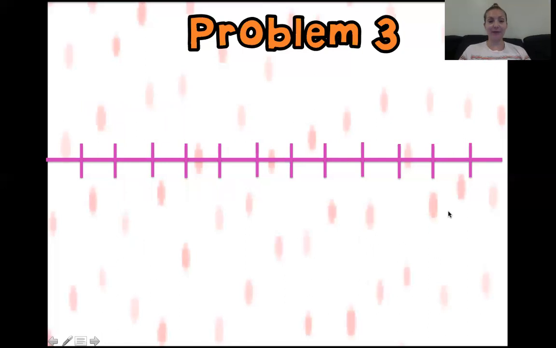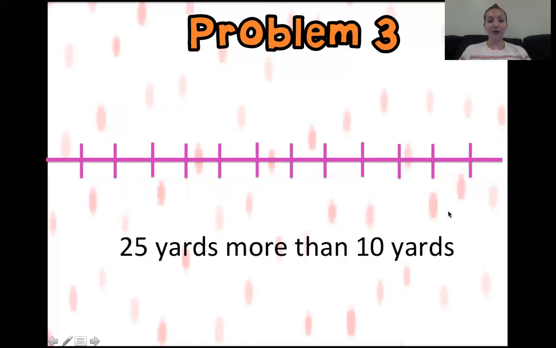Ok, vamos a ver el problema número 3. 25 yardas más que 10 yardas. ¿Dónde empezamos? ¿Con qué número? Empezamos con 10. ¿Y cuántas veces tenemos que saltar? 25. What number should we be counting by if we're trying to jump 25 yards? Should we jump by tens again? 10, 20, 30. Debemos saltar de 10 en 10, 10, 20, 30. That's not going to get us to 25. What could we count by instead?